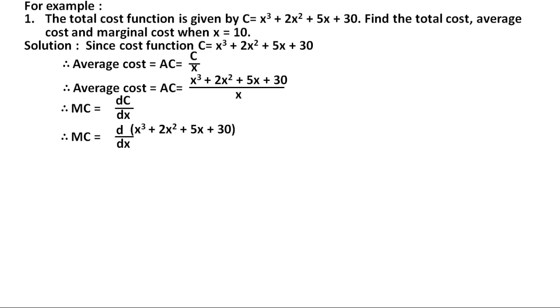Therefore, next step I write: MC is equal to 3x square plus 4x plus 5. Now, this is your marginal cost function. Now, the question is asking what? Find the total cost, average cost and marginal cost when x is equal to 10.